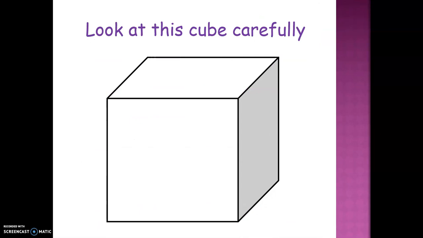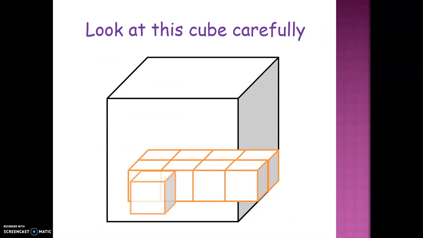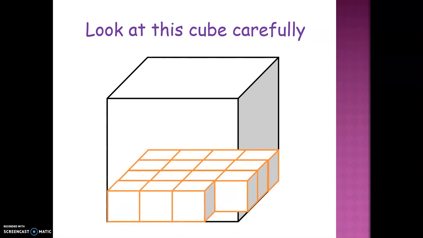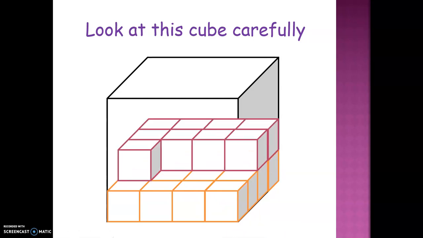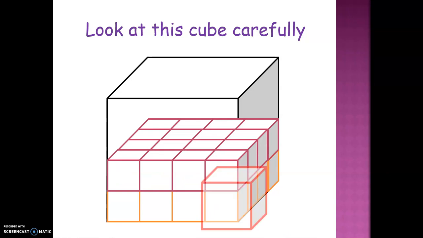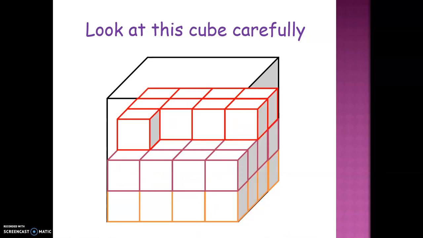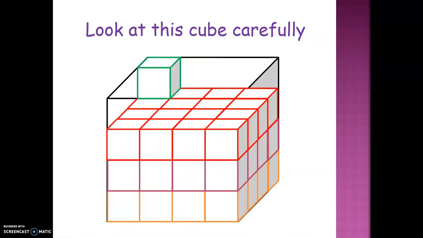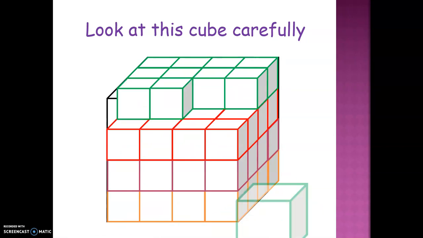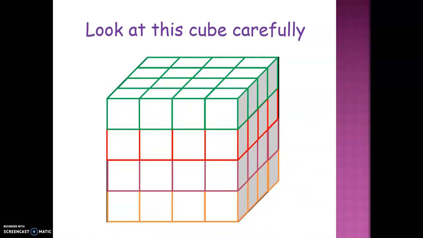Look at this cube carefully. I'm going to fill some unit cubes in it. When I filled it, the lowest layer, that is the first layer, we have 4 plus 4 plus 4 plus 4, 16 unit cubes. The second layer, we have another 16. Third layer, we have another 16. And fourth layer, we have another 16.